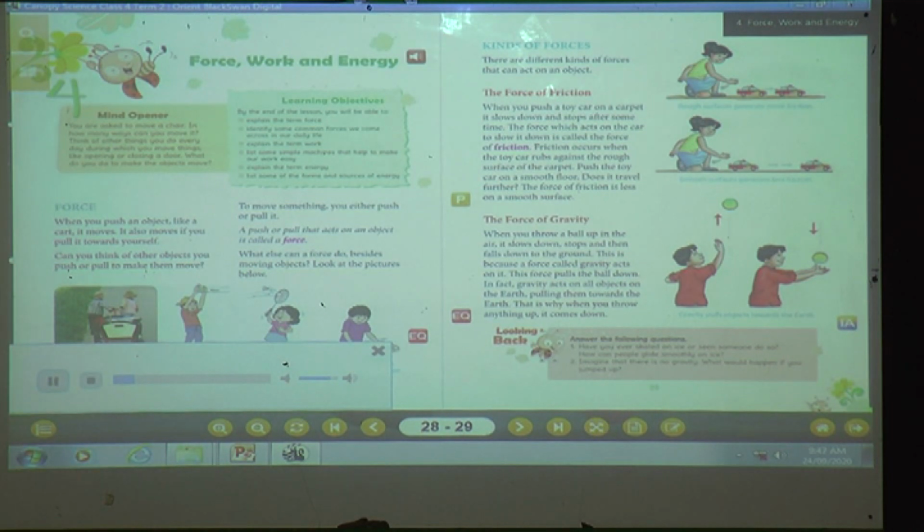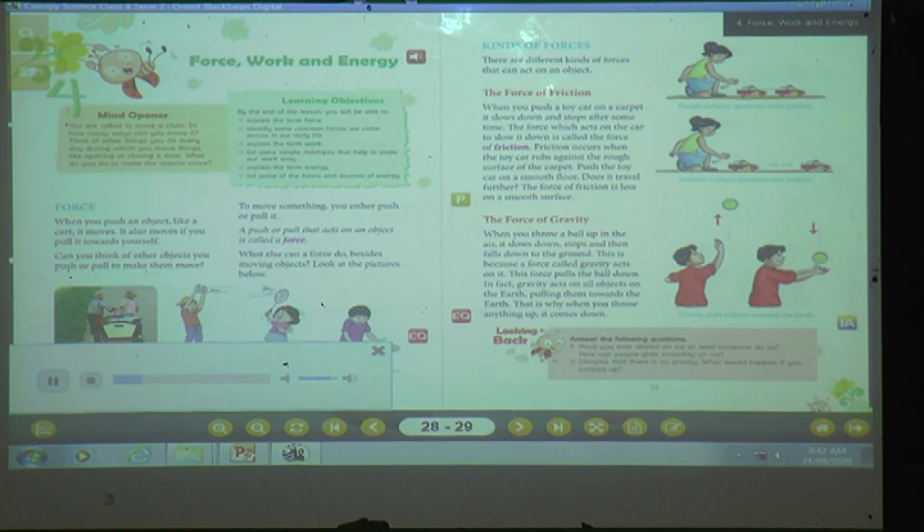To move something, you either push or pull it. A push or pull that acts on an object is called a force. What else can a force do besides moving objects? Look at the pictures below.